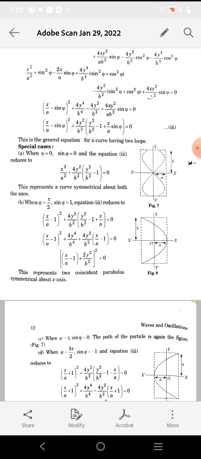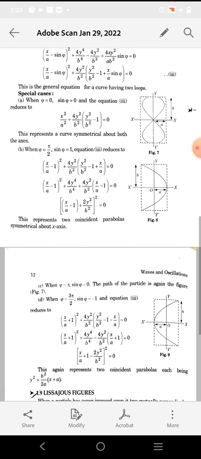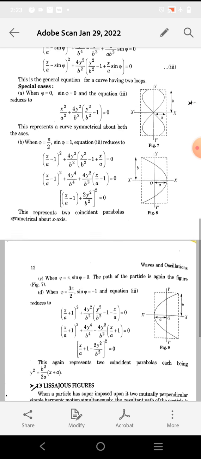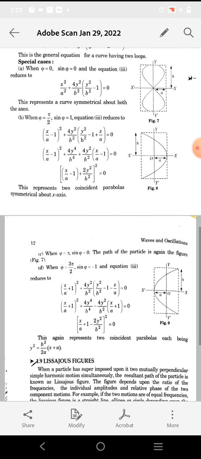When theta is equal to 90 degrees, sin 90 is equal to 1. Substituting in equation 1, we get x by a minus 1 plus 2y square by b square is equal to 0. This represents two coincident parabolas.